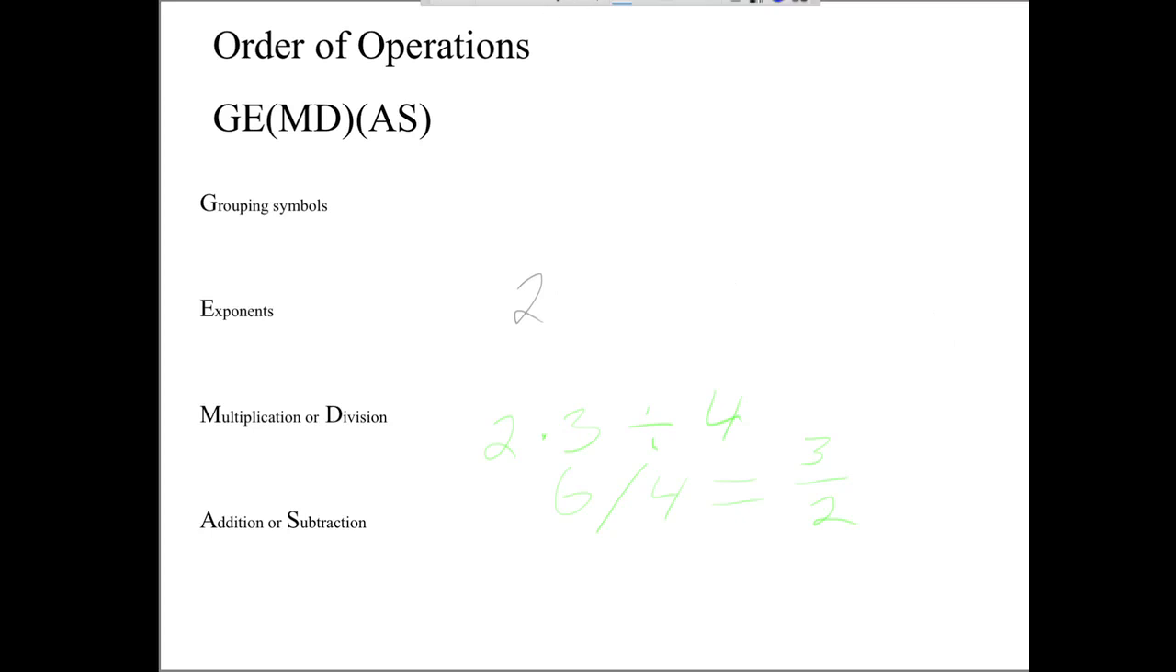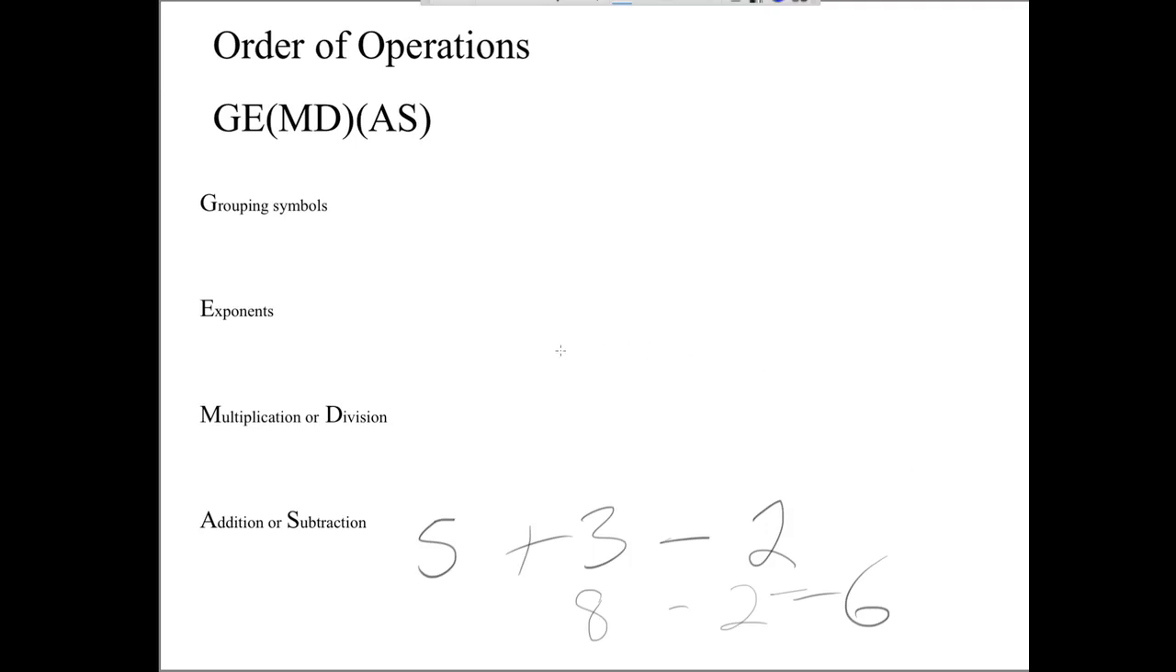Now the next thing is addition or subtraction, and it's exactly the same in that it happens from left to right. The order in which we come to it will determine when we do it. So let's say I have 5 plus 3 minus 2. I do 5 plus 3 first, and then I subtract 2 from that. So 5 plus 3 is 8, minus 2, which means this whole thing is equal to 6.